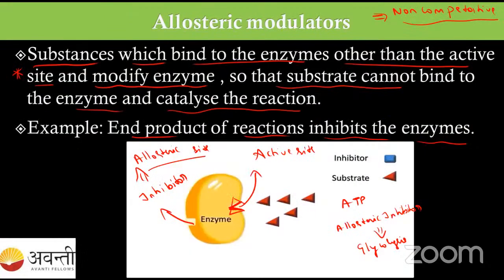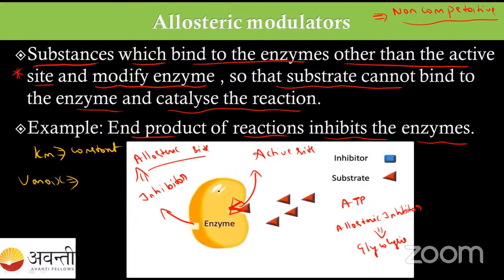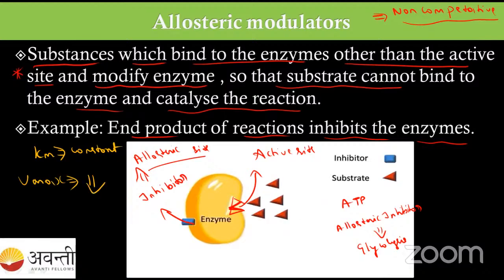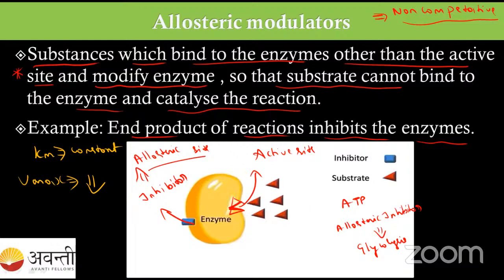So what happens in non-competitive inhibition? See here, Km is not altered. Km is constant here because no one is competing, right? When it comes to Vmax, obviously it damages the active site of the enzyme, so the Vmax of the enzyme decreases, whereas the Km is constant in non-competitive inhibition. Students, can you remember it like this? It is very easy, right? Km is constant because in non-competitive inhibition no one is competing. So that is the reason.